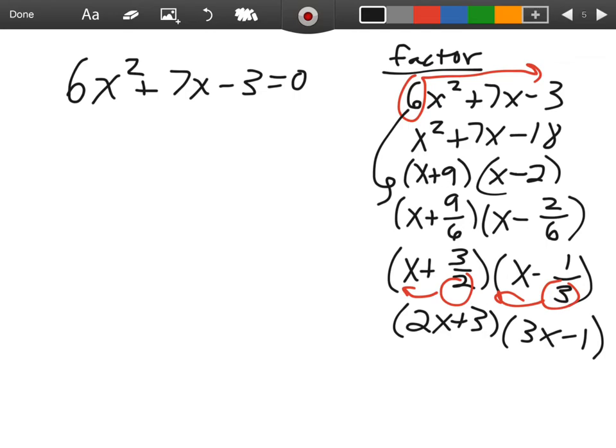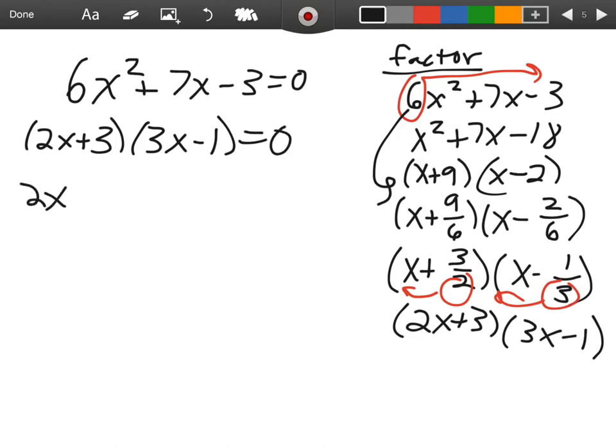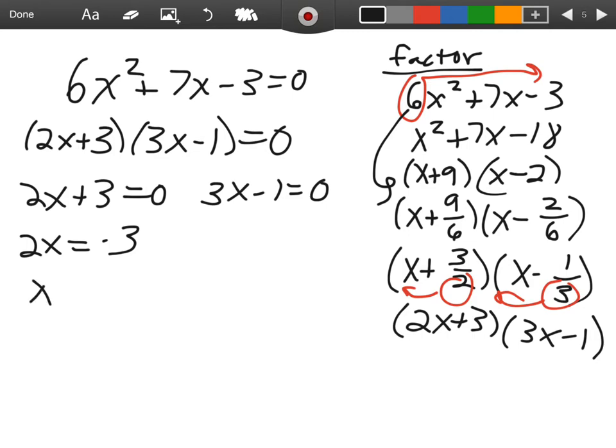So bringing my factors back over here to solve the equation, I have 2x plus 3 times 3x minus 1, set equal to 0. Take each of the factors, set them equal to 0, and solve. 2x equals negative 3, x equals negative 3 halves, 3x equals 1, x equals positive 1/3.